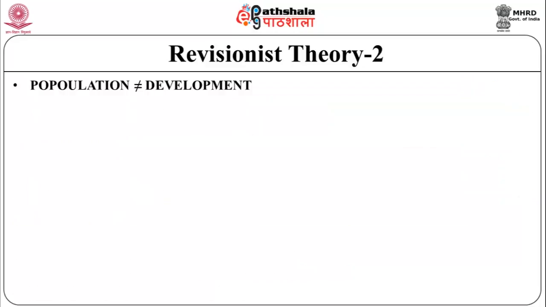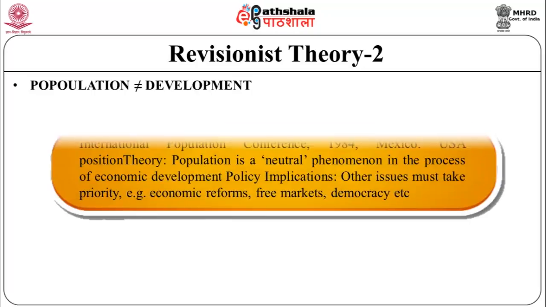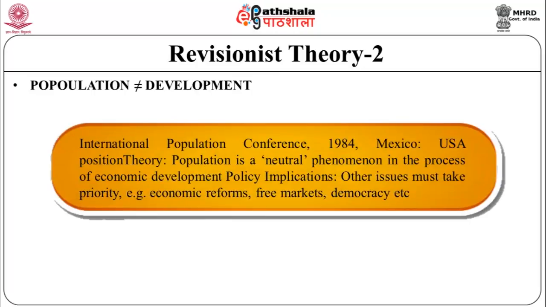Let us see revisionist theory 2. International Population Conference 1984 in Mexico. USA position theory: population is a neutral phenomenon in the process of economic development. Policy implications: other issues must take priority, for example, economic reforms, free markets, democracy, etc.